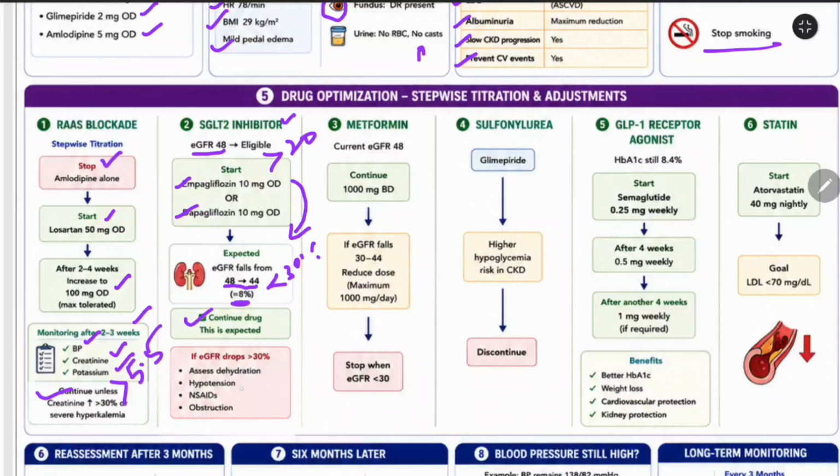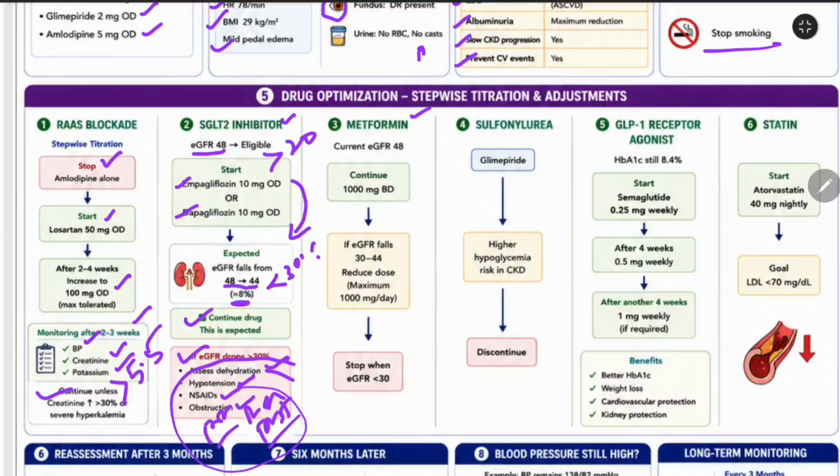Now if eGFR drops more than 30%, then assess dehydration, hypotension, NSAIDs, and obstruction, meaning pre-renal, renal, and post-renal causes. We should assess these if eGFR falls more than 30%. If no cause is found and the eGFR is still falling more than 30%, then we should think that the culprit is the SGLT2 inhibitor.